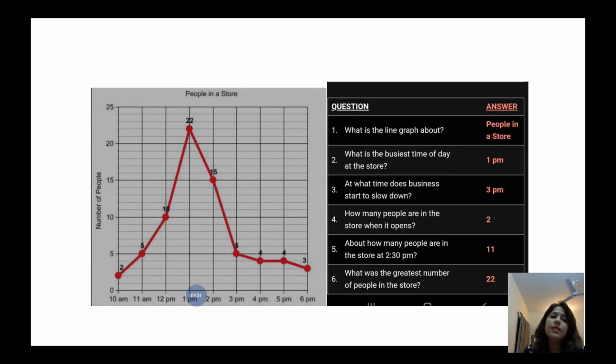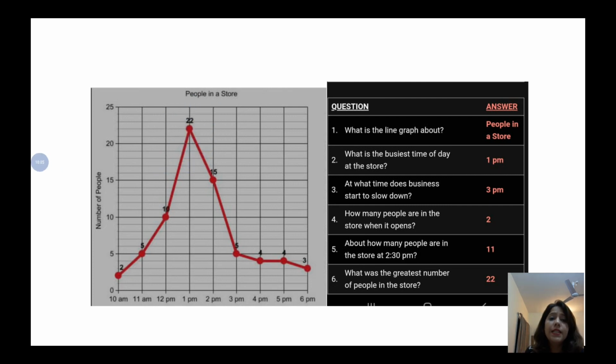Now at what time does business start to slow down? This is the time when it is very slow. Okay. So after 3 p.m. And how many people are in the store when it was opened? So only 2 people were there. And about how many people are in the store at 2:30 p.m.? You will see 2 and 3, and then we'll extend and we'll see it's 11 people. Okay, and what is the greatest number of people in the store? So it is very obvious that this is the maximum number of people, that is 22.